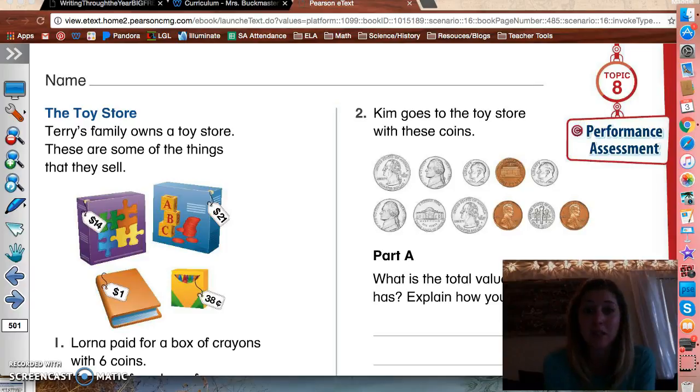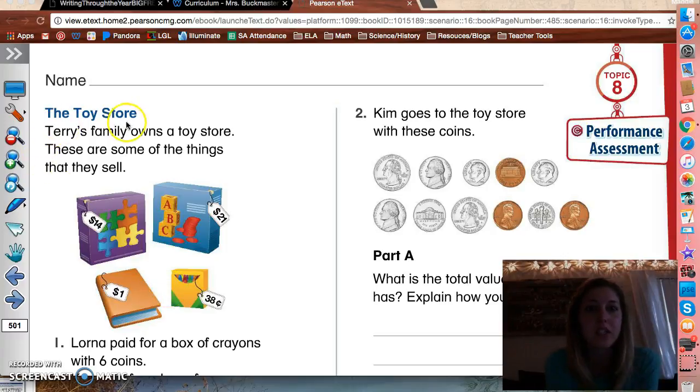It's your performance assessment. So remember, this is the trickier part where they start asking you to keep track of multiple steps in your head and solve one step at a time. So first, put your name on it so it's easier when we tear it out. And then let's get started.